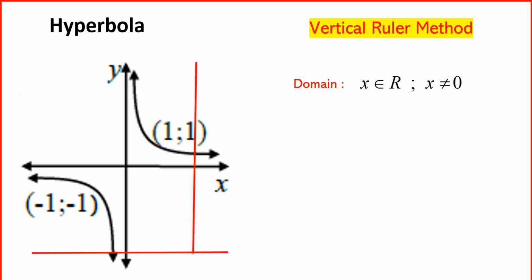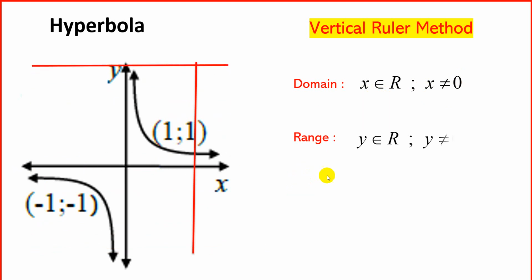So looking at the domain, we can conclude that x is an element of reals, except x is not equal to the asymptote, which is 0. And in a similar way, for the range, if we do our slide, you'll get a point except at the x-axis. So we can conclude that y is an element of reals, except y not equal to the asymptote, which is 0.